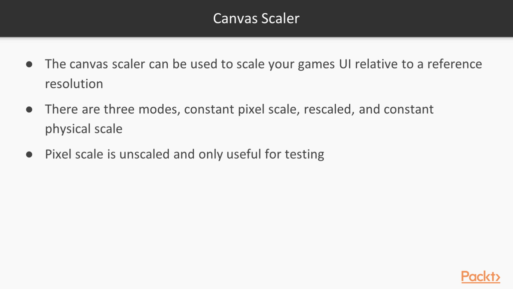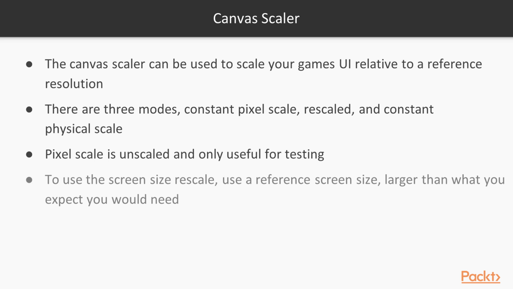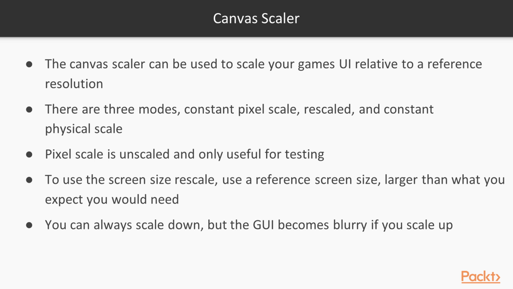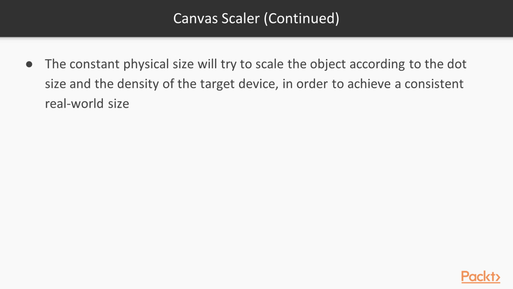With a constant pixel scale, no scaling is done. For the screen size scaling mode, the UI elements will try to adapt by scaling from a virtual reference screen size to the size of the target device. The screen size scaler will respect aspect ratio and will try not to distort GUI elements. The constant physical size scaler will attempt to adapt an element size to the physical size of the device.